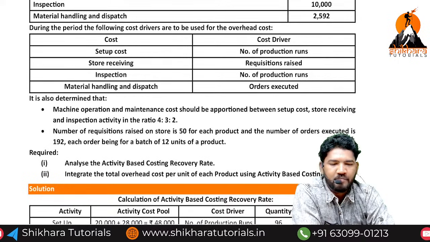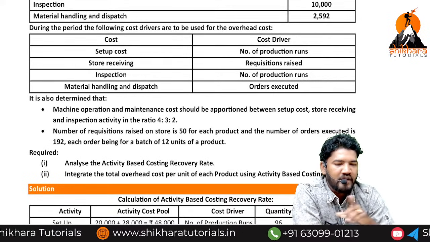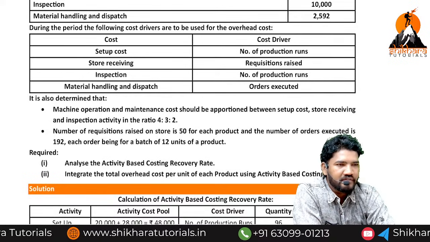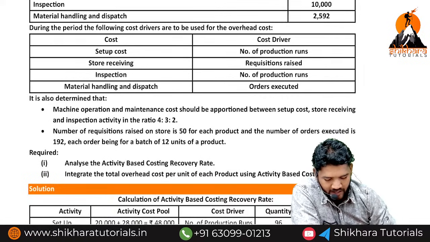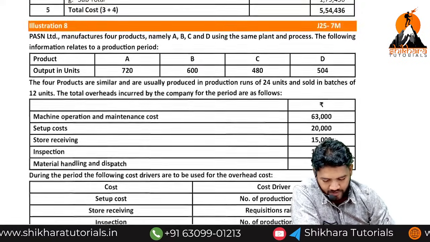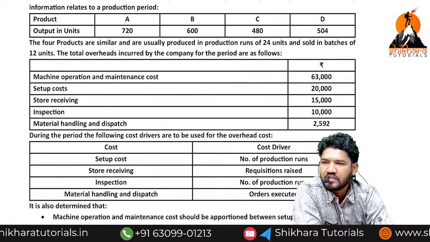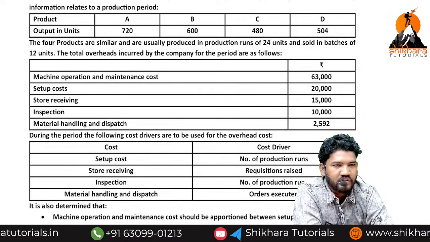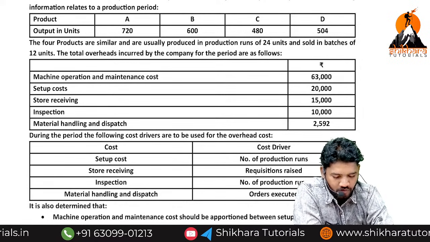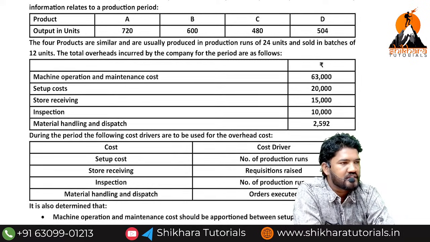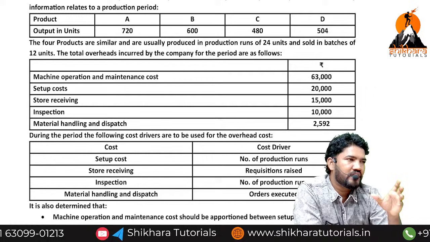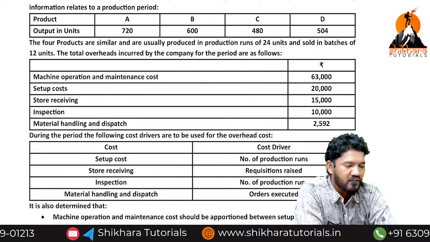Now what about the individual purpose they gave? 12 units per order. Now A, how many units? How many orders? 720 divided by 12. 60. What about B? What about C? What about D? Summation. Clear? Yes, we sorted out that volume related adjustment.